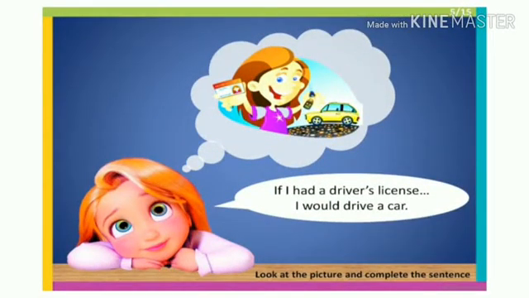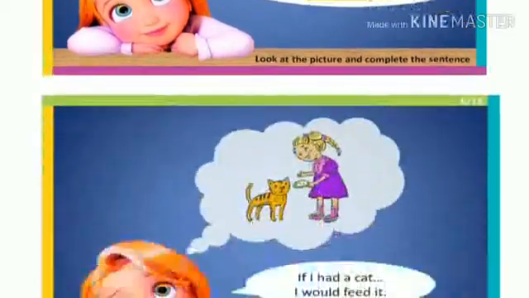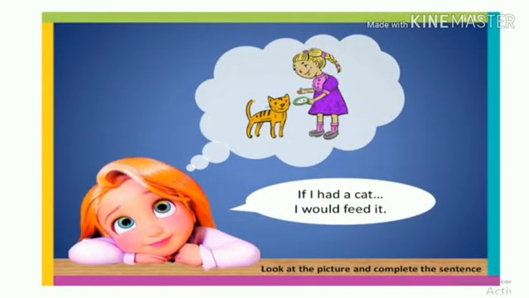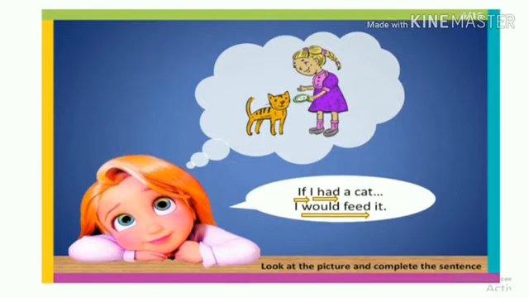Look at this picture. She is imagining, if I had a driver's license, I would drive a car. If plus had, it means the past. Would drive: would plus the verb in the infinitive. If I had a cat, I would feed it. If plus past, would plus verb in the infinitive form.